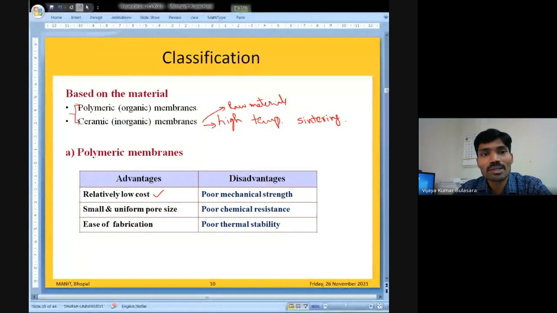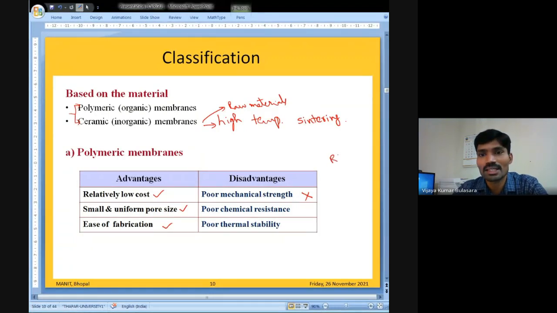But polymeric membranes have certain disadvantages also. The advantages include low cost, small and uniform pore size, and ease of fabrication. These are the advantages. Whereas the disadvantage is poor mechanical strength, that means if you want to remove monovalent ions, you have to apply very high pressure.